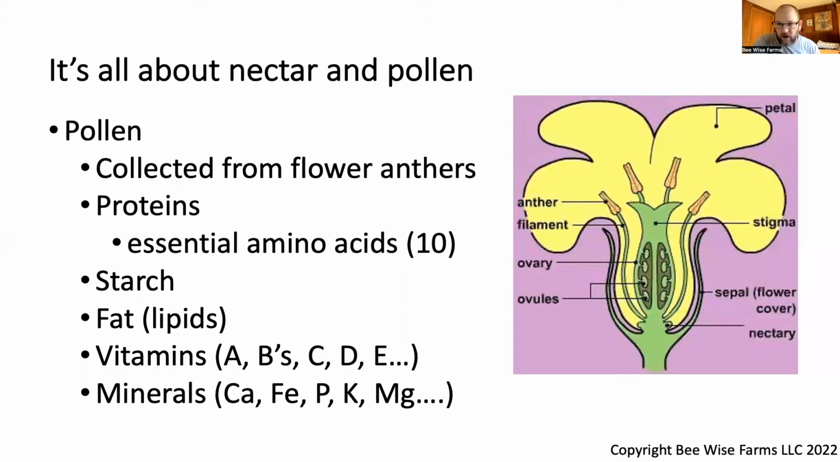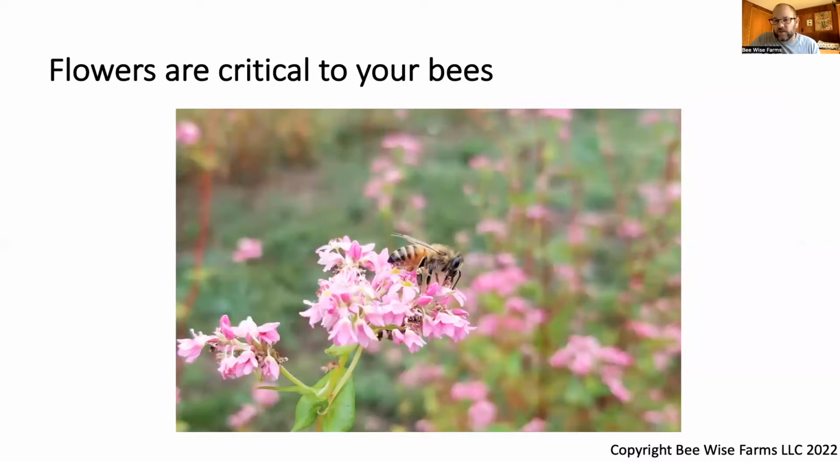Pollen also contains starches, it contains fats, it contains a whole host of vitamins and minerals. Pollen is critical to bee development. Again, nectar is carbohydrates. You're just burning those to burn calories. Pollen is where the protein is that we raise bees from. And so that's why it's so important. So when we talk about this in general, what you really need to understand is that the flowers available to your bees are critical to their health.